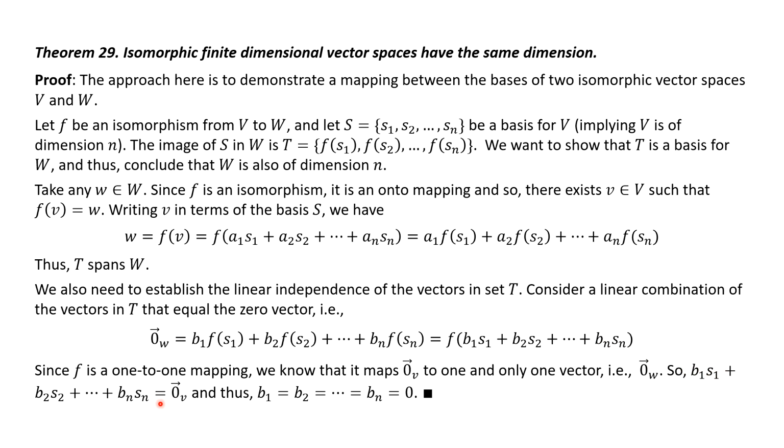But then since S is a basis for V, we know that in this linear combination all the coefficients must be 0, which in turn shows that this linear combination, if it equals 0, all the coefficients must be equal to 0. In other words, the vectors in T are linearly independent. And so that's the proof of our theorem. We could also prove this in the opposite direction, and I'll do that in the following couple of slides.